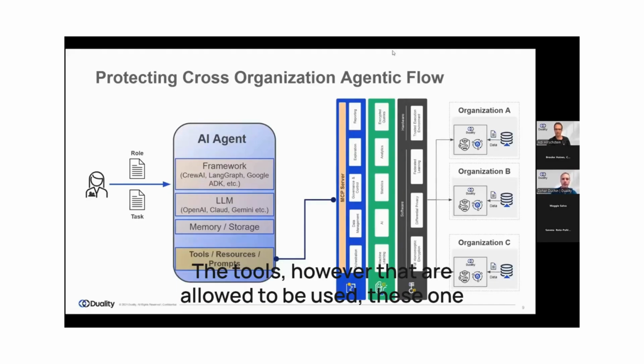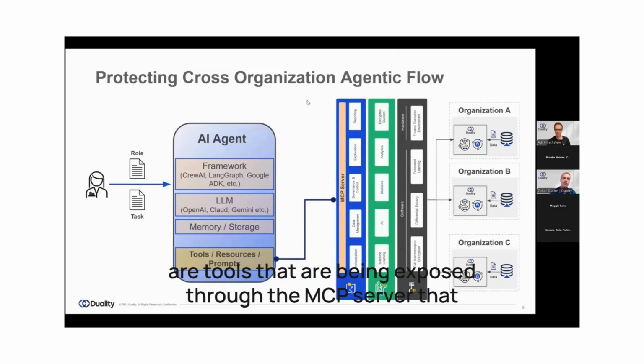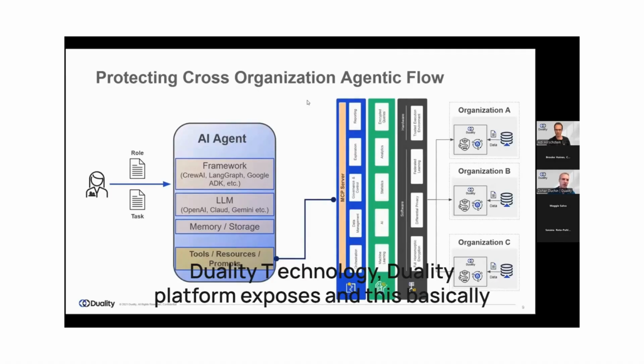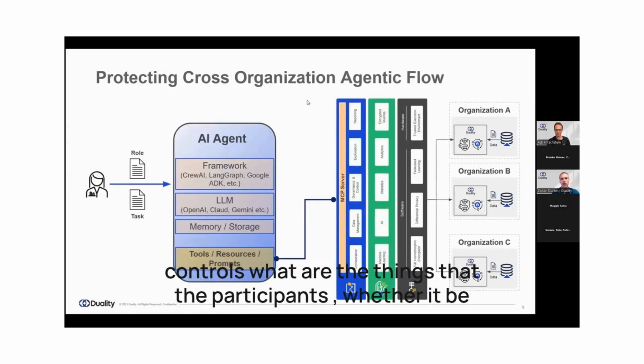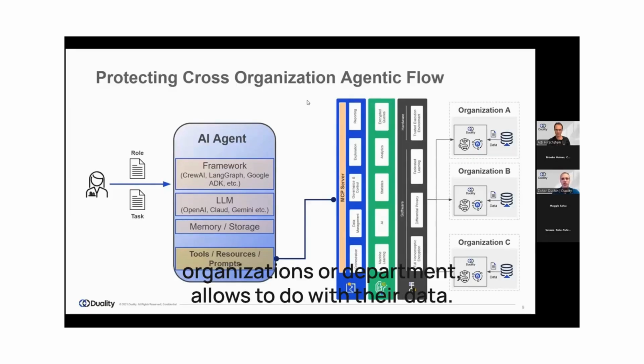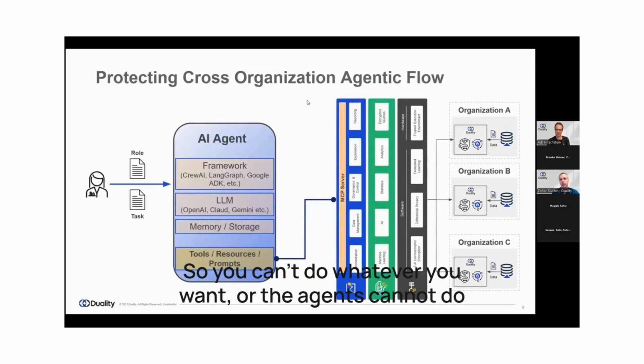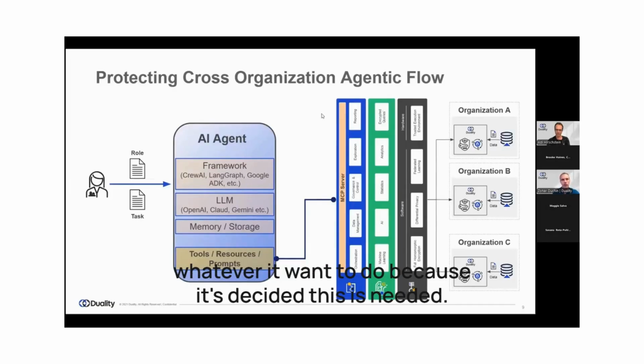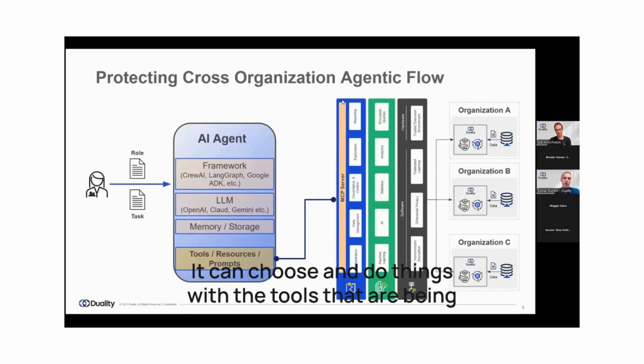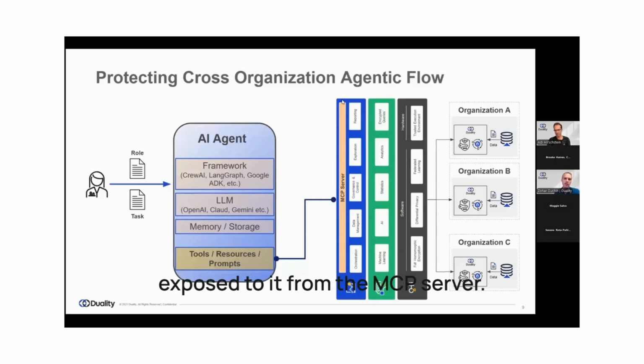The tools, however, that are allowed to be used, these ones are tools that are being exposed through the MCP server that Duality technology, Duality platform exposes. And this basically controls what are the things that the participants, whether it be organizations or departments, allow to do with their data. So the agents cannot do whatever they want to do, because it's decided what is needed. It can choose and do things with the tools that are being exposed to it from the MCP server.